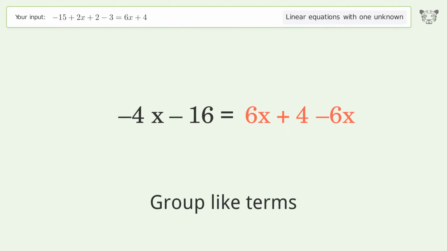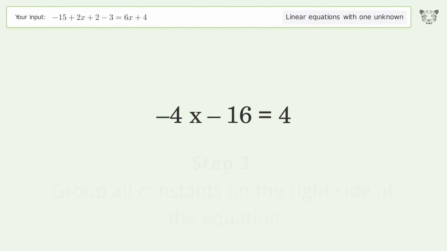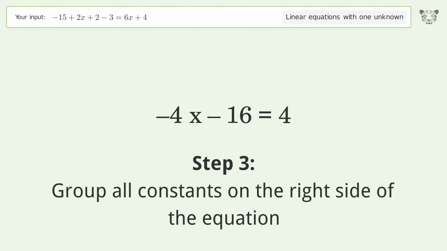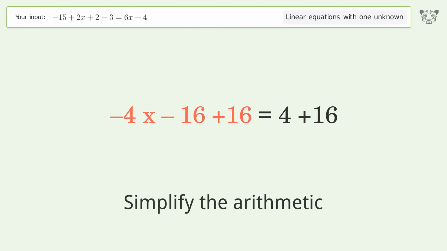Group like terms. Simplify the arithmetic. Group all constants on the right side of the equation. Add 16 to both sides. Simplify the arithmetic.